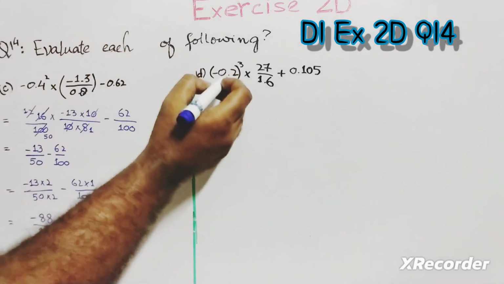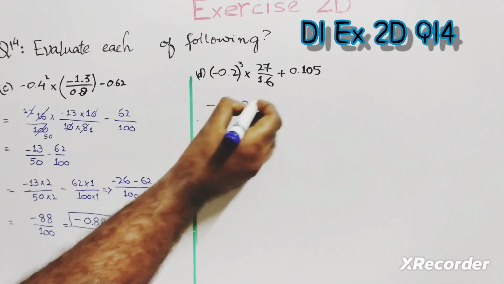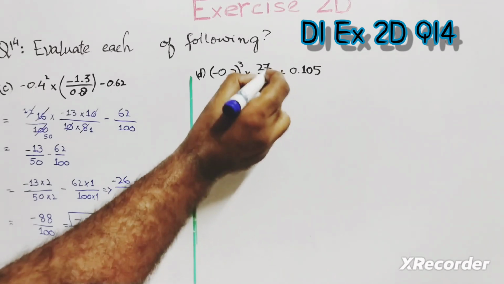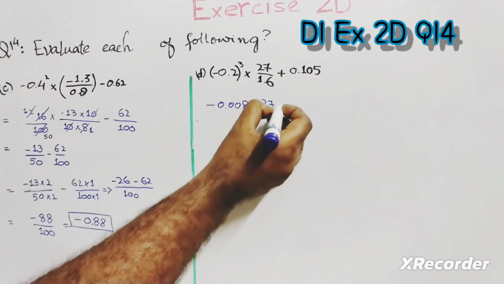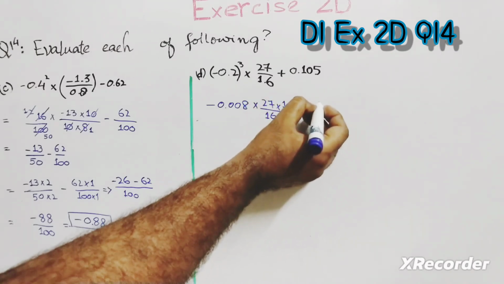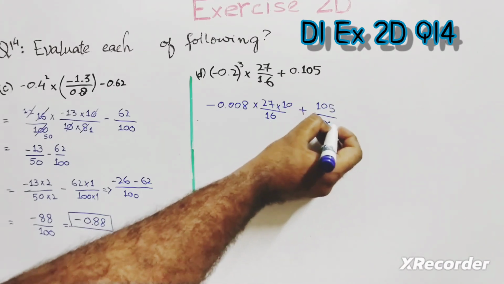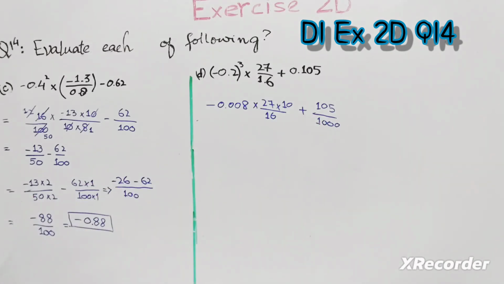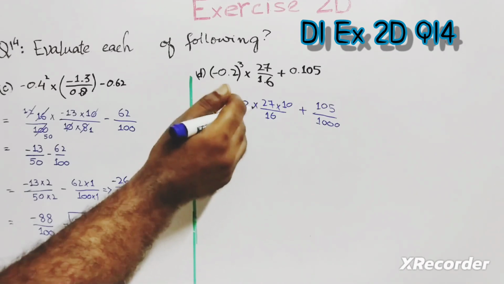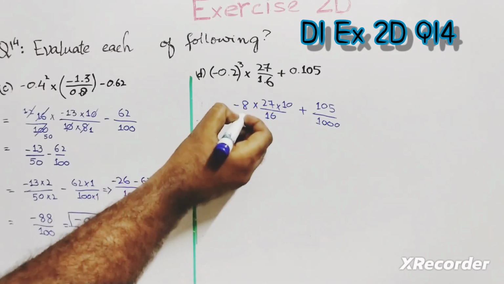Similarly, the cube of negative 0.2 is minus 0.008 multiplied with 27. 1.6 can be written as 16 divided by 10, plus 105 divided by 1000. Or we can write this number as minus 8 divided by 1000.